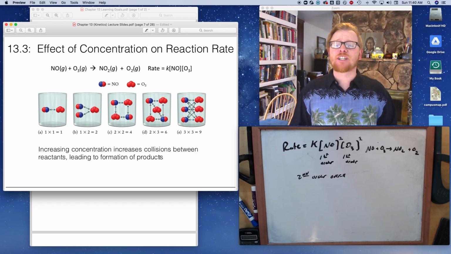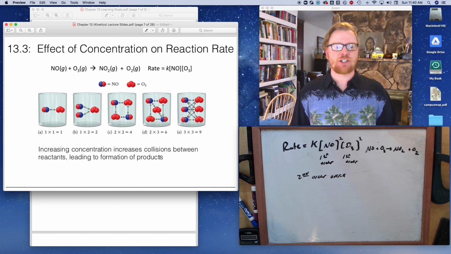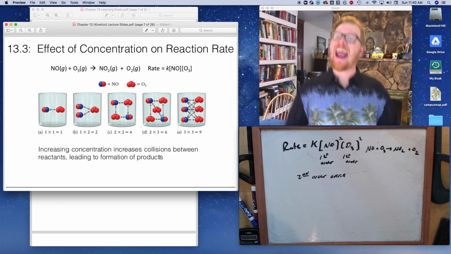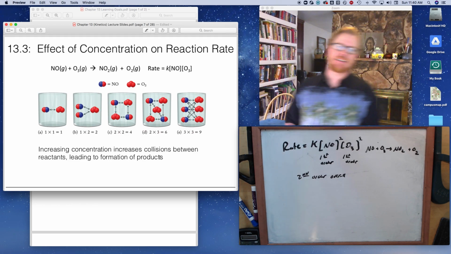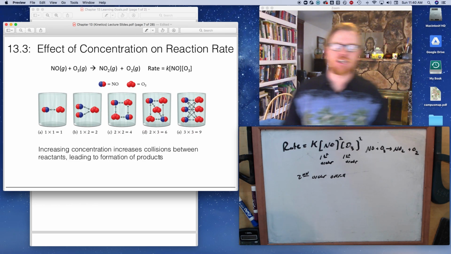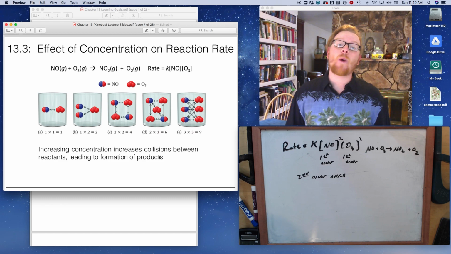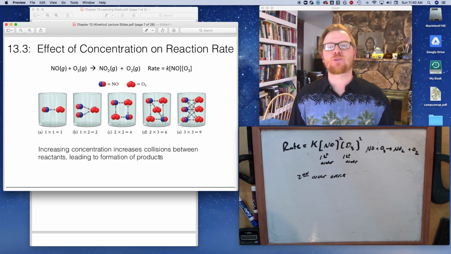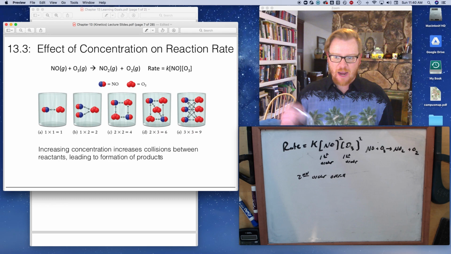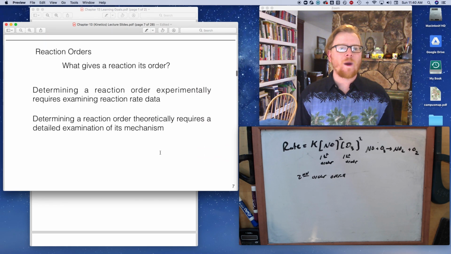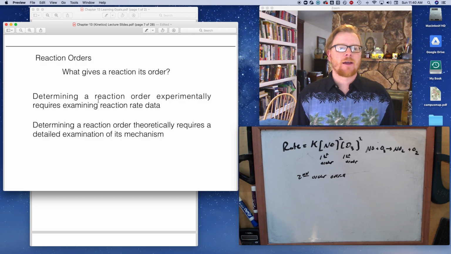And as you might imagine, if we had a third order reaction, having 2 and 2 of each would lead to a factor of 8 because 2 cubed is 8. Having 3 and 3 of each would lead to a factor of 27 because 3 cubed is 27. So that's what this reaction order is getting us to. All right? So what gives a reaction its order?